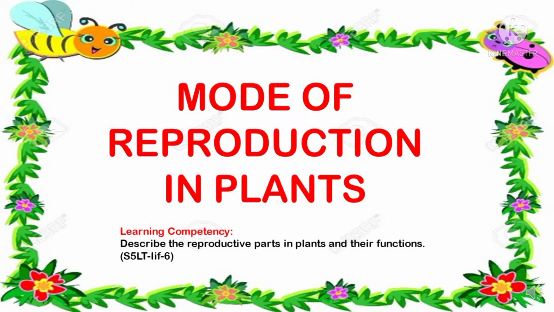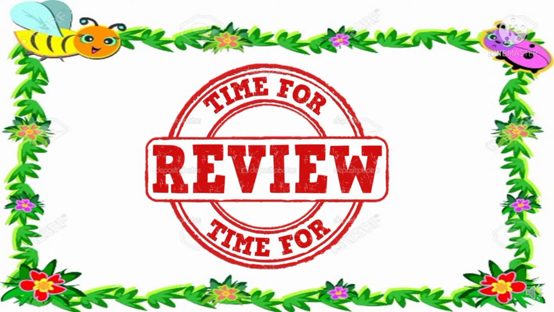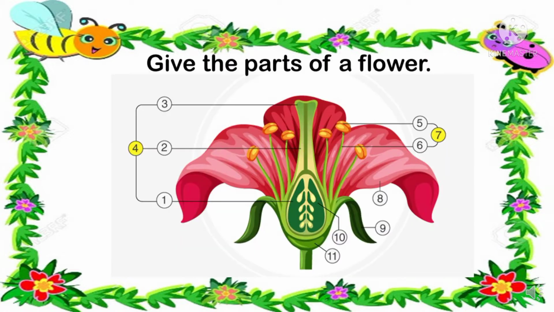Our topic for today's lesson is mode of reproduction in plants. To start with, let us have a short review about the different parts of a flower. Please get a piece of paper and answer the following activities.